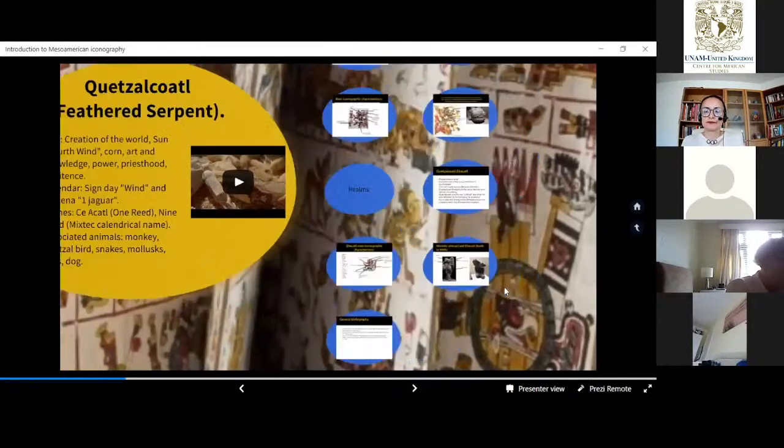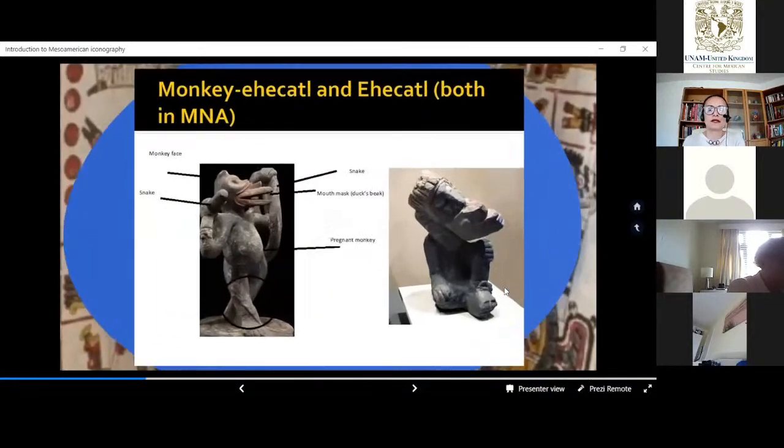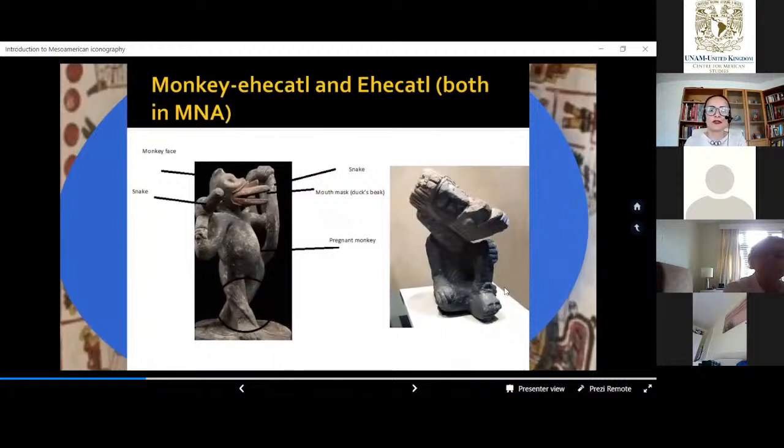Also, he appeared here related to a monkey, and you will say, well, what is the relationship? Here is difficult. Well, he has something that is called the mouth mask of a dog's beak, and this one is related to his identity as the wind. Here appears a snake, and he is a monkey, no, a pregnant monkey, according to some specialists, as you can see in the tummy.